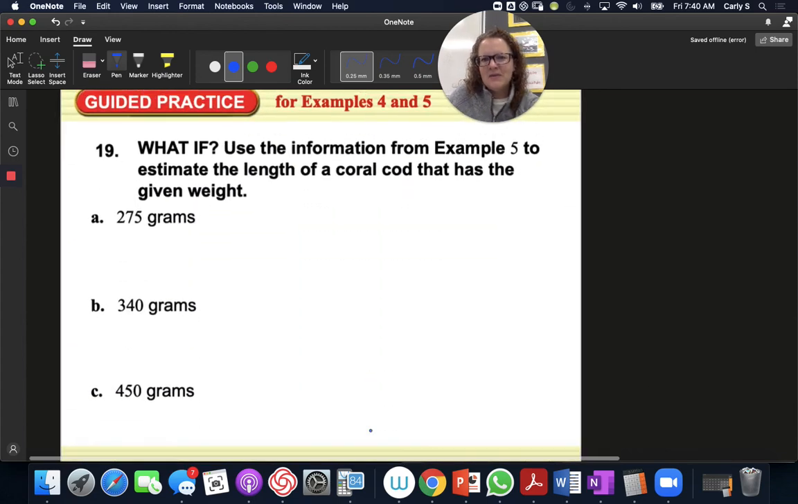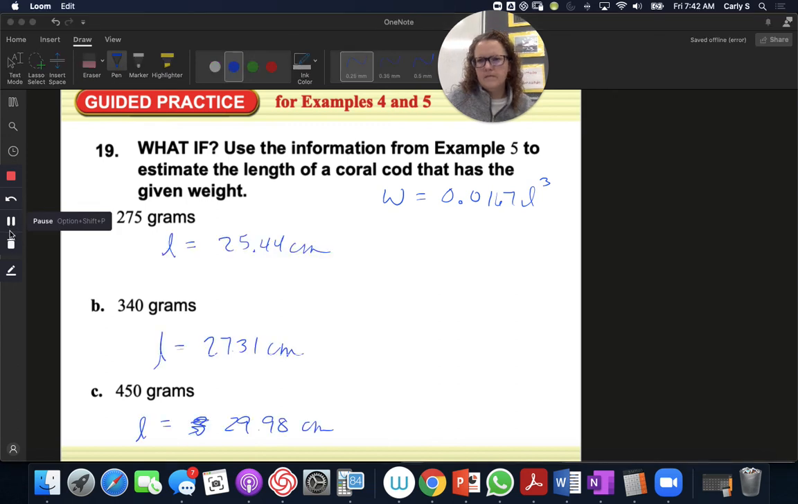And what if we use the information from example 5 to estimate the length of a coral rod that has the given weight? It was weight equals 0.0167 L cubed. Let's see if I have it here. I don't want to go back and look. All right, I'm going to pause and do these. All right, there you go. Guided practice.